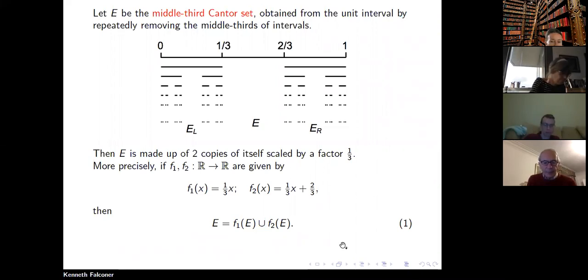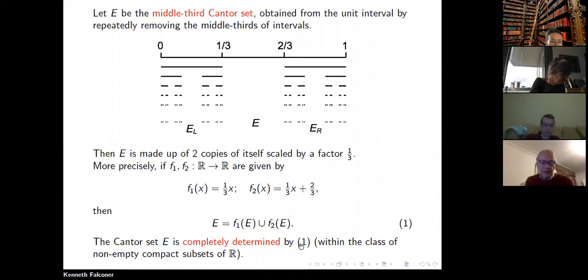And it turns out the interesting thing is the Cantor set is completely determined by this identity, that it's the union of its images under these two transformations. That's obviously not strictly true, because the empty set also satisfies that, as does the whole of the real line, but it is the unique non-empty compact subset of the line that satisfies this condition.